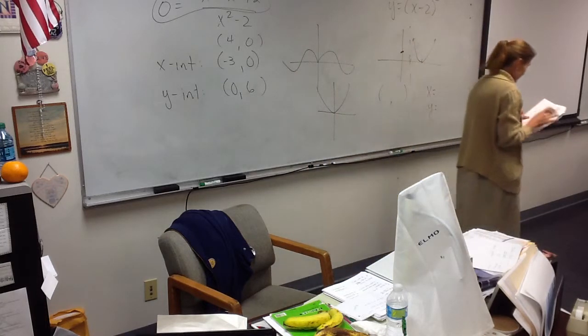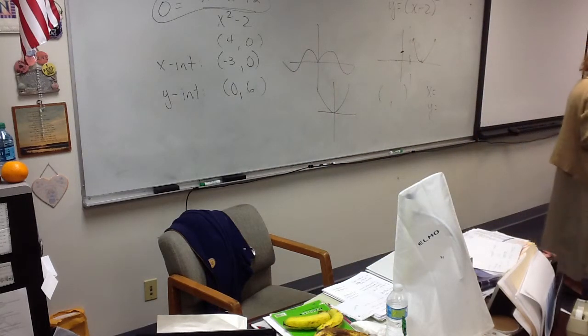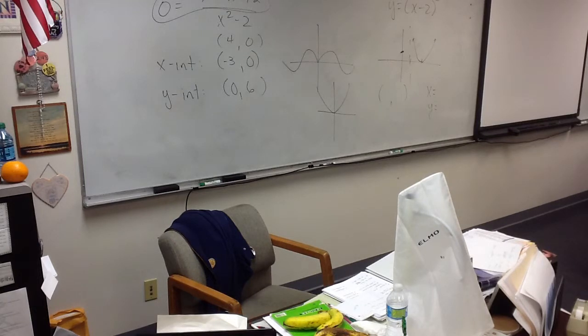Okay, so I've got some funky graph drawn here. What is the domain of this curve? All real numbers. Goes forever and ever, x horizontally. What is the range? Y is less than or equal to 3. Is it bounded above? Yes. By 3. Is it bounded below? No.